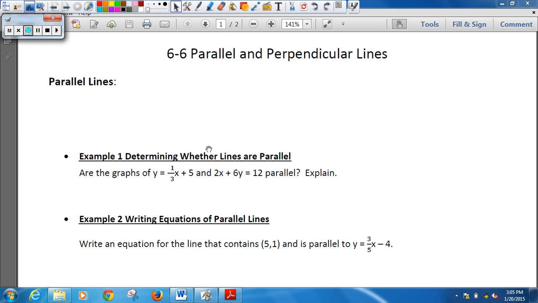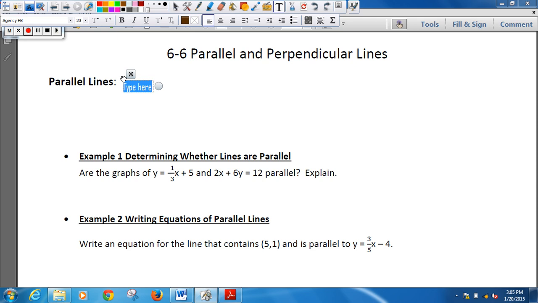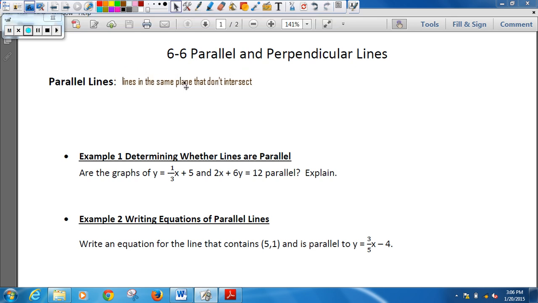6.6 will cover parallel and perpendicular lines and their equations. So if we remember, we have to recall what a parallel line is. Parallel lines are lines in the same plane that, forgot a really important word there, that don't intersect. So they don't cross one another, but they do have to be in the same plane. You'll learn more about that in geometry as opposed to Algebra 1 as far as a parallel line or not.